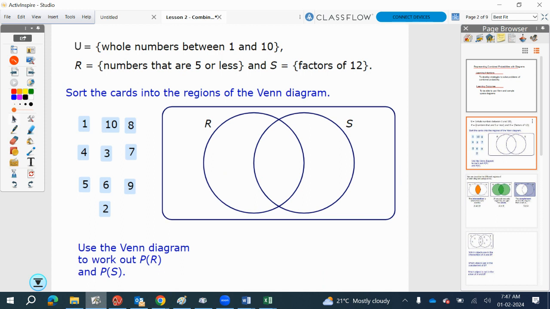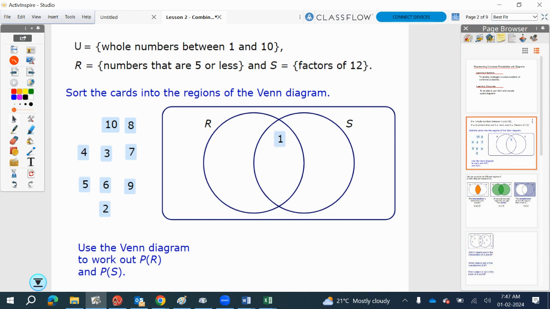All right, so we need the numbers 1 to 5 that are going to go into R. Those are pretty easy. The factors of 12, we have to be careful with those. Is 1 a factor of 12? So it's going to be in both R and S, so we place it here in what we call the intersection. This is called the intersection.